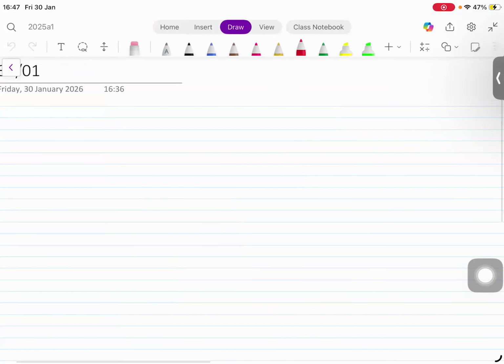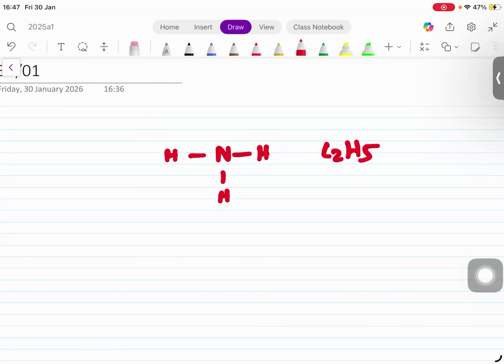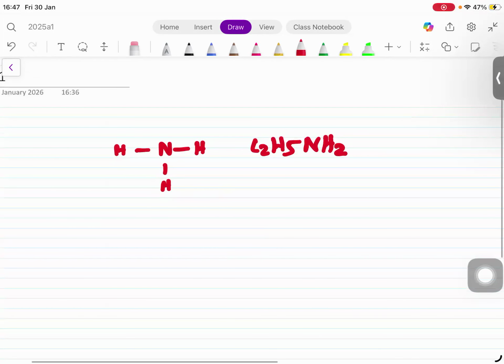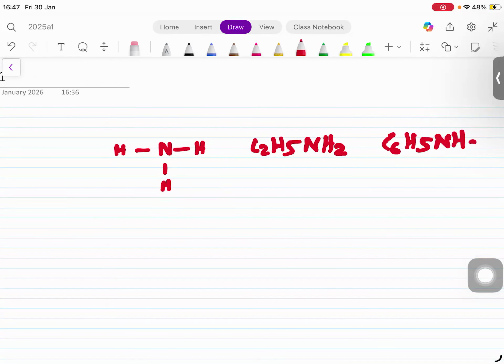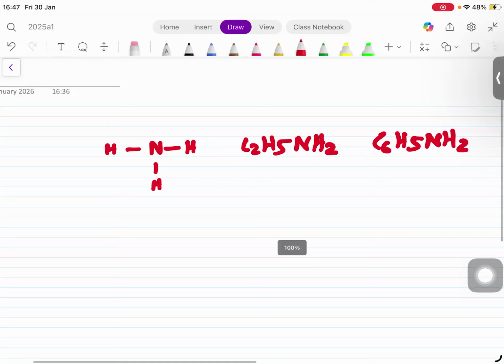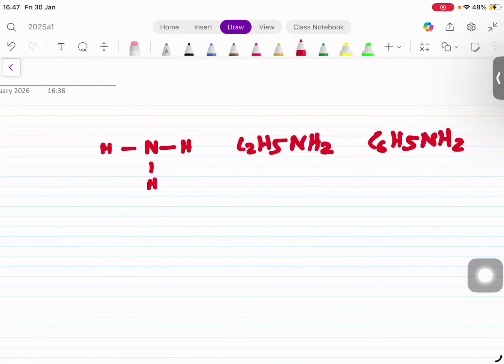Parents, if I ask you to put them in order, look at this. Ammonia, ethylamine, and phenylamine. Most basic to least basic. Who will be the most basic out of these? Because this is an alkyl group, so it's going to be most basic.